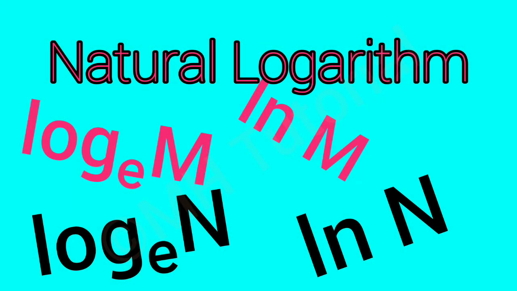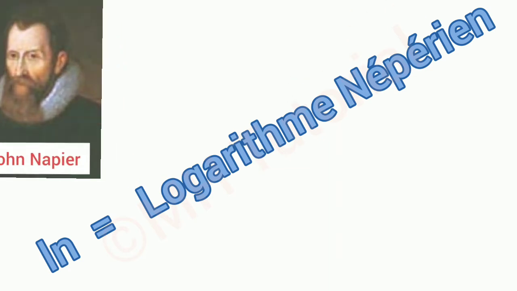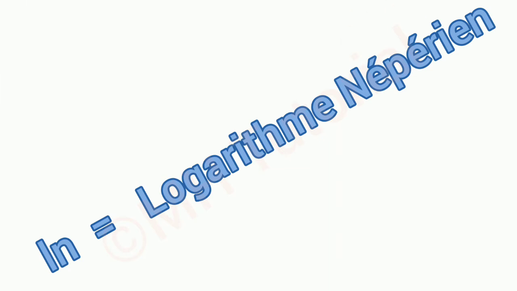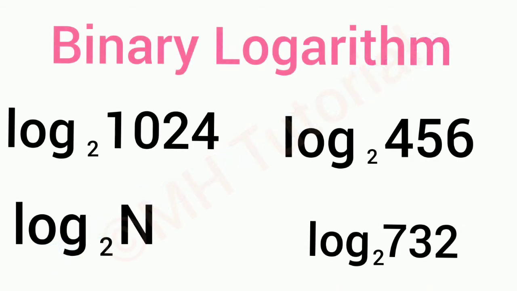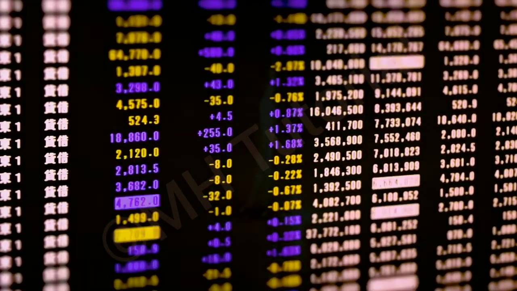Natural logarithm. If the exponential e is taken as the base of a logarithm, then it is called a natural logarithm. It is also called Neperian logarithm in honor of the inventor of logarithm, John Napier, and denoted as ln. It is used in crucial calculations of integration and differentiation in calculus. Binary logarithm. The logarithm with base 2 is the binary logarithm. Binary logarithms are very important in the calculations of computers or digital electronics.